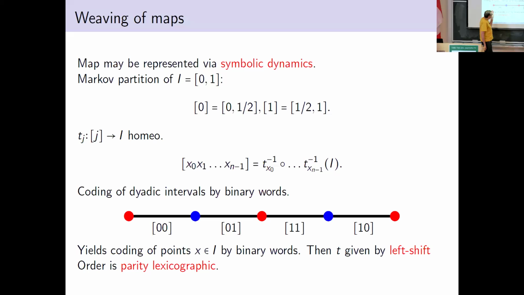Maybe the thing to note here is the ordering of these intervals, not the standard ordering that you're used to, because that's just how these things work. The ordering is actually given by the parity lexicographic order: you look at how many ones you have in your word, and whether 0 is less than 1 or 1 is less than 0 depends on how many ones you encounter. If you encounter an even number of ones, then 0 is smaller than 1. If you encounter an odd number of ones, then 0 is bigger than 1. That's the parity lexicographic order. Then of course we can code all points on the unit interval by binary words in this fashion, and my dynamical system is given by the left shift.